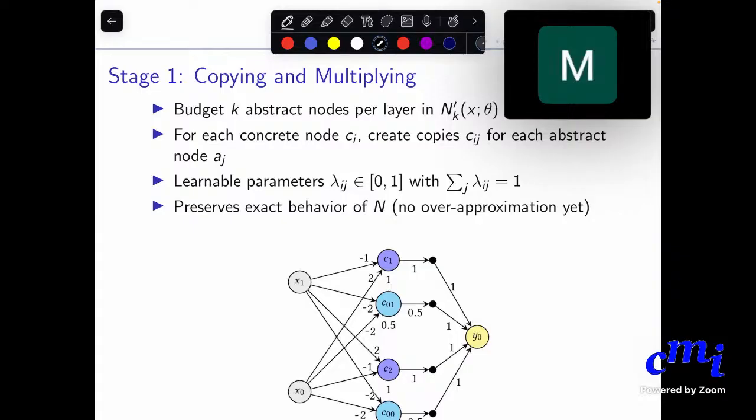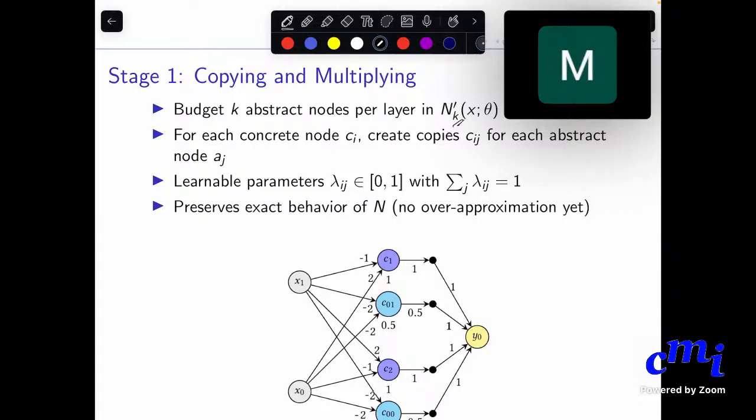Across all layers, or what? What I'm saying is K abstract nodes per layer. I'm just giving the definition of why I'm writing K over here. In the abstracted network, in every layer I want K nodes, but in the original network there will be more nodes than K.